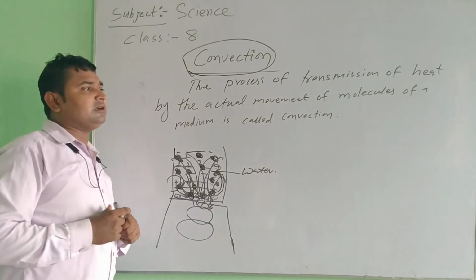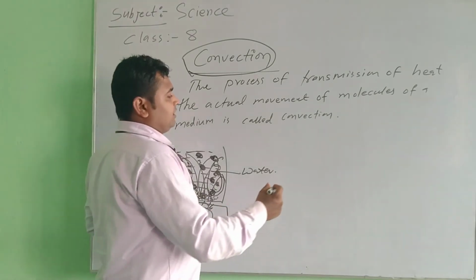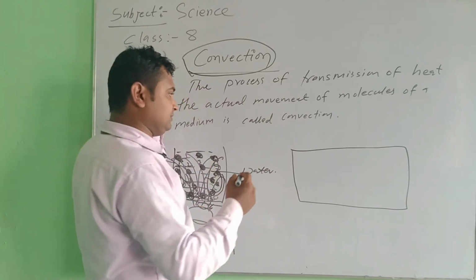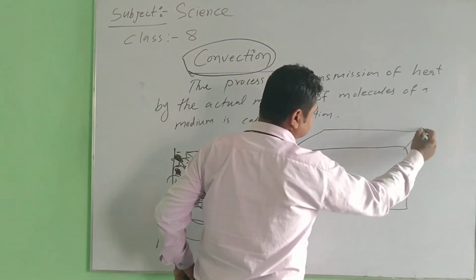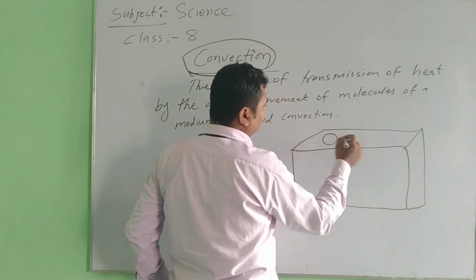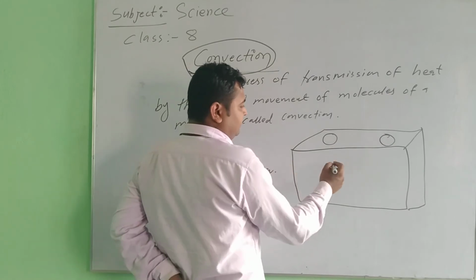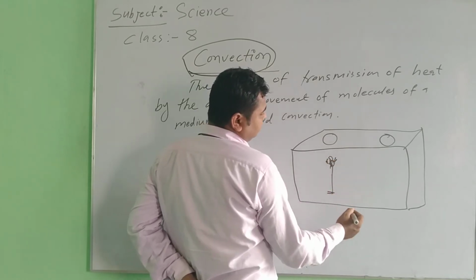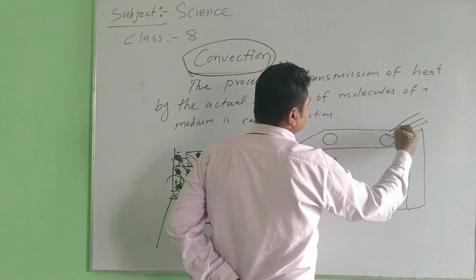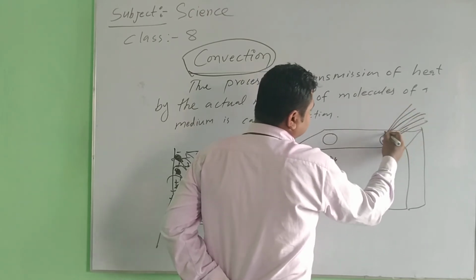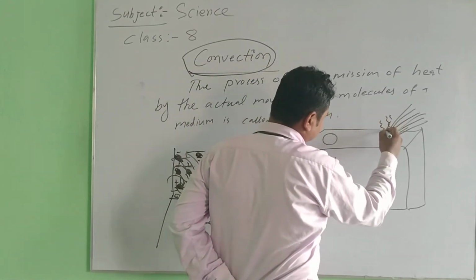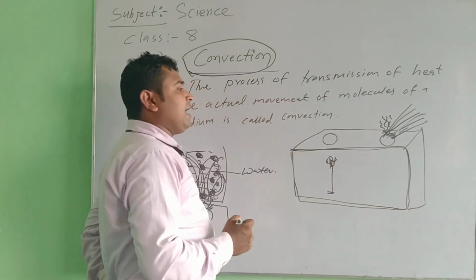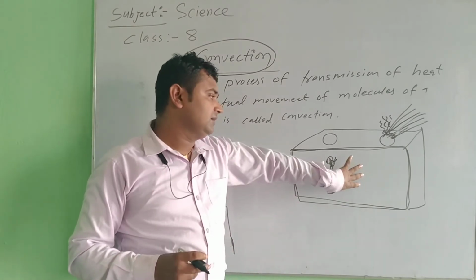Another example: you can take a carton and make a rectangular shape of it, like a cardboard box. Make two holes here, and in one hole we keep a burner inside. In the other, we keep burning incense sticks. This is formed like a glass. This is the intake and this is the air.